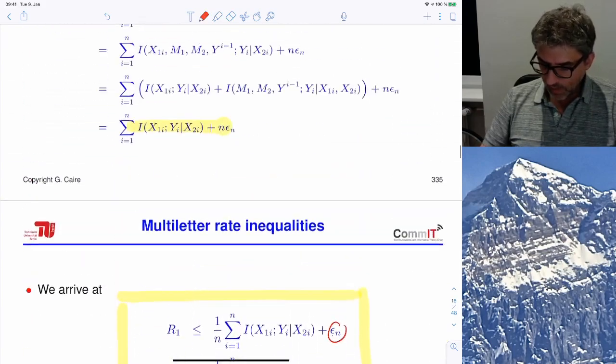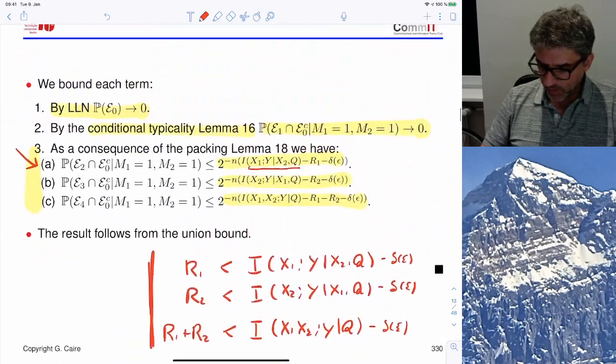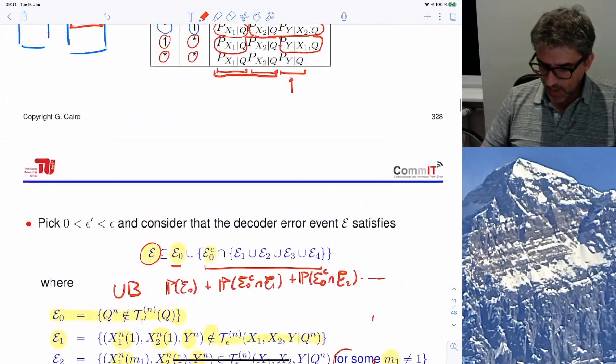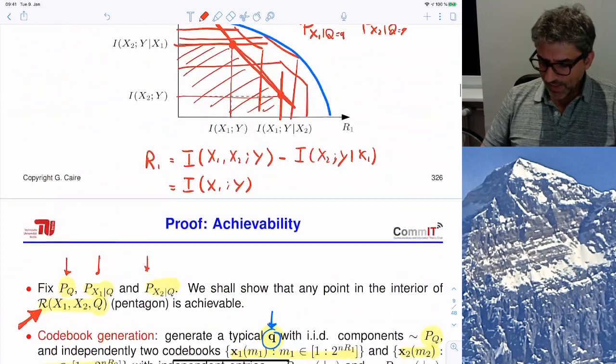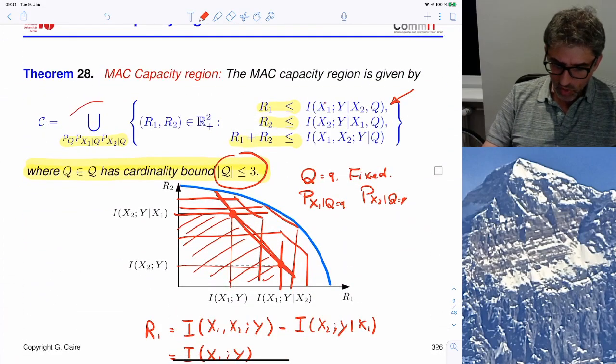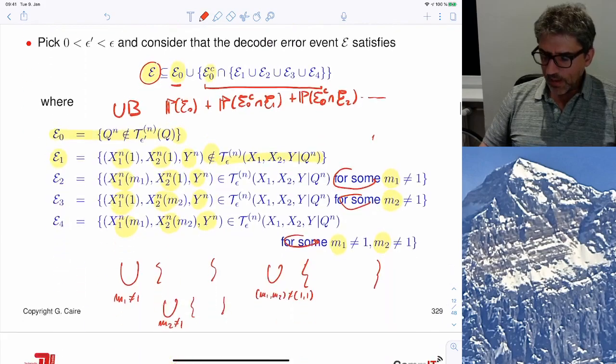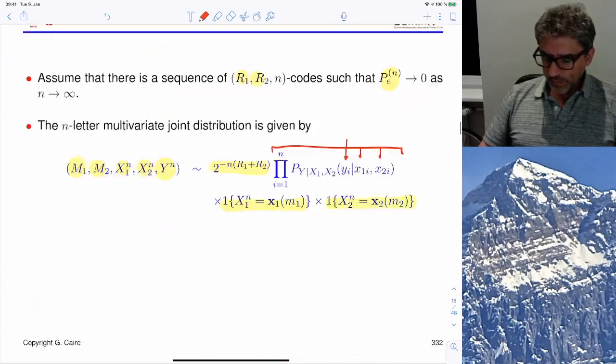But in fact, our statement of the theorem says that for any rate, we take the union over all possible such distributions, and so this, in fact, is the same region.